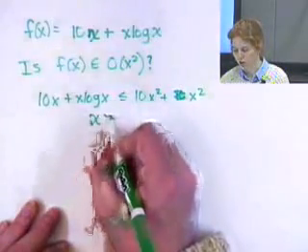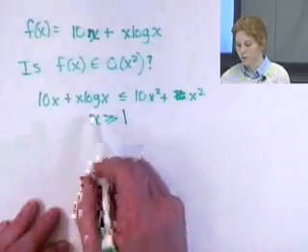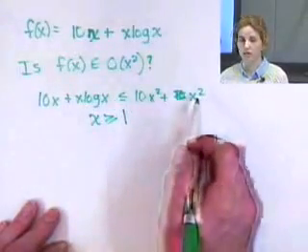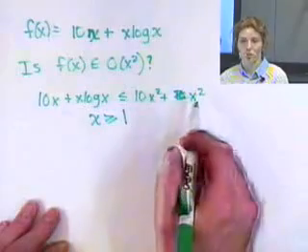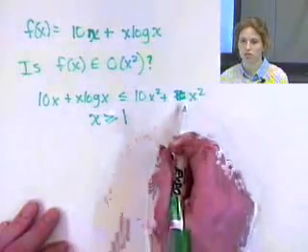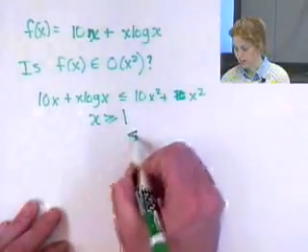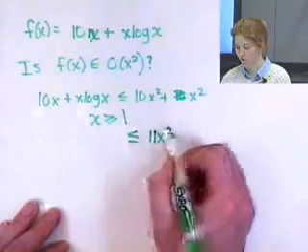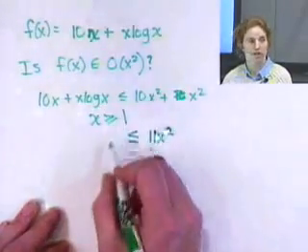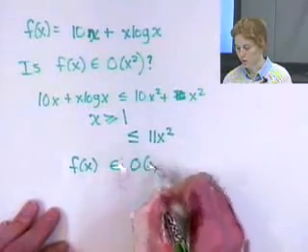As long as x is what? X is greater or equal to 1. Because x log x, when I replace it with x squared, should be bigger. Because log of 1 is 0, so that's okay. So now I have that that's less than or equal to 11x squared. So I have a constant, I have a start value, so therefore f of x is in big O of x squared.